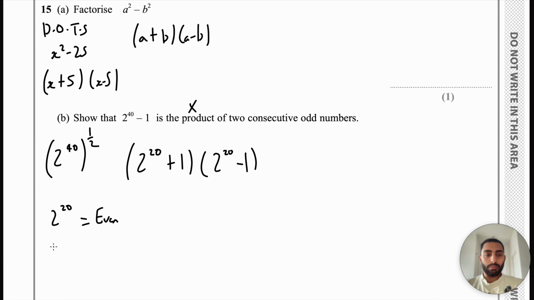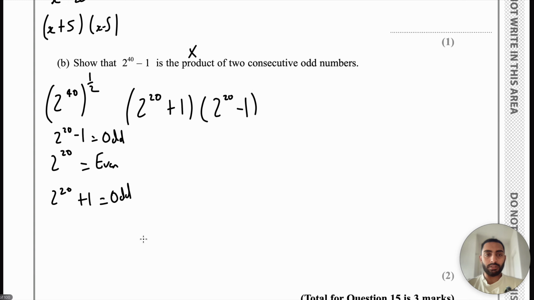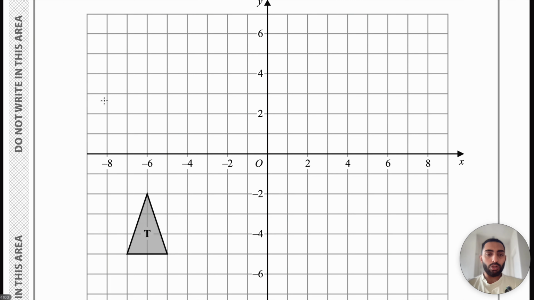If I add 1 to that number, so I have 2 to the power of 20 plus 1, that would be the odd number after it. And if I have 2 to the power of 20 minus 1, that would be odd also, and that would be the odd number before it. So these two are consecutive odd numbers. That's just proved it. Question 16.